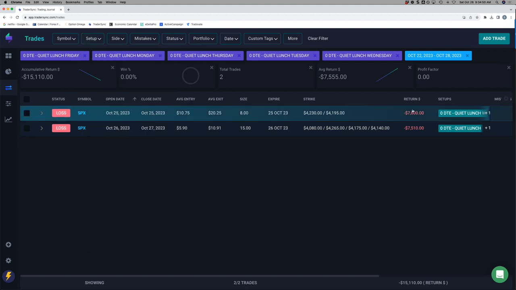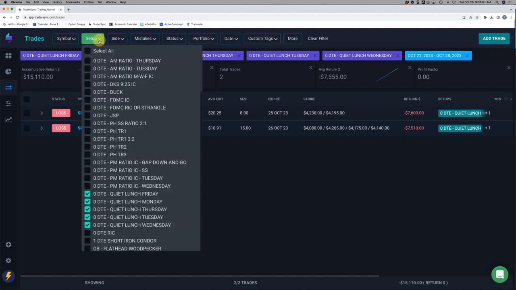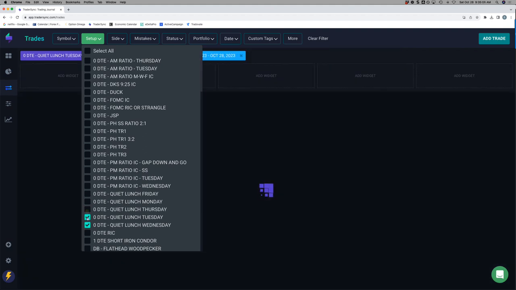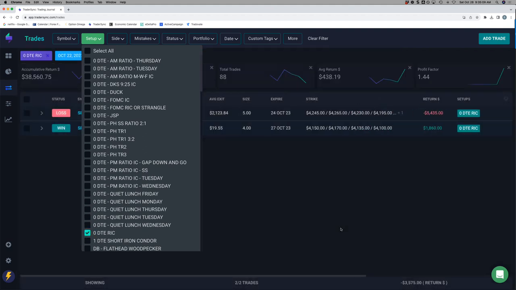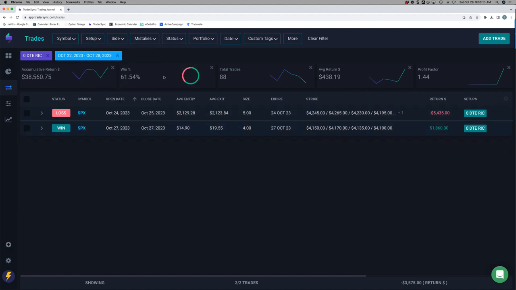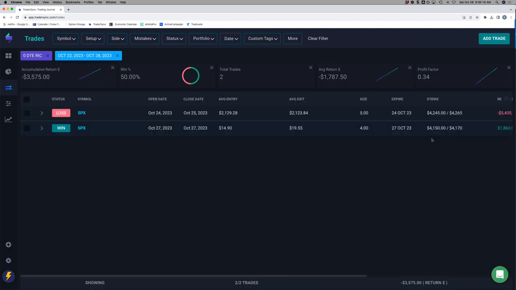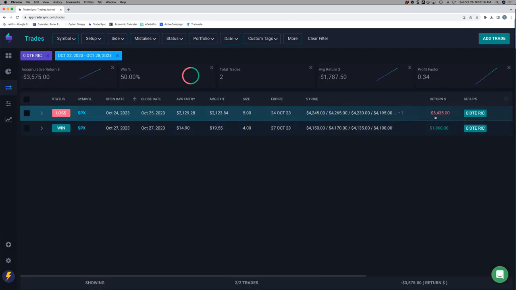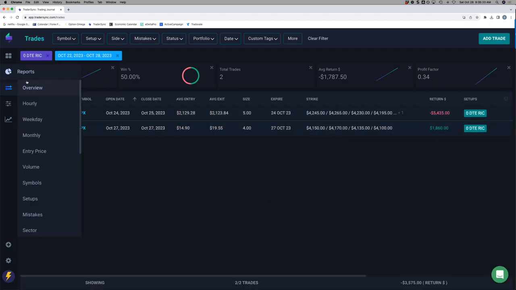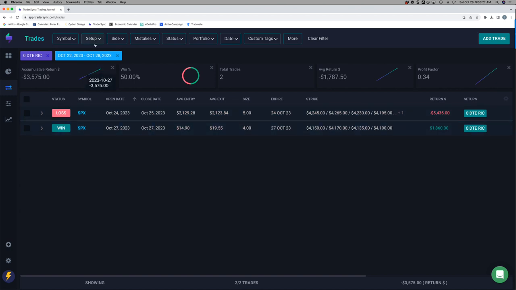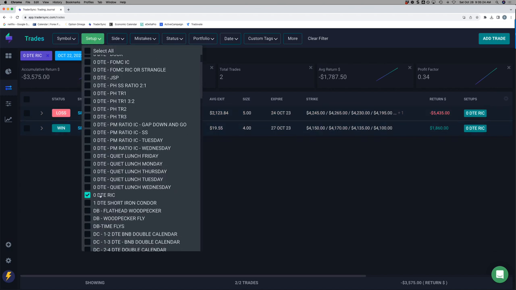Quite a bit. So just two trades, minus 15,000 on those. And then lastly, for zero DTE, my buddy Rick, one loser, one winner, down for the week. The one on Tuesday was minus 5,400, and then the one Friday plus 1,800, so down 3,500 on Rick for the week. So that's it for zero DTE.